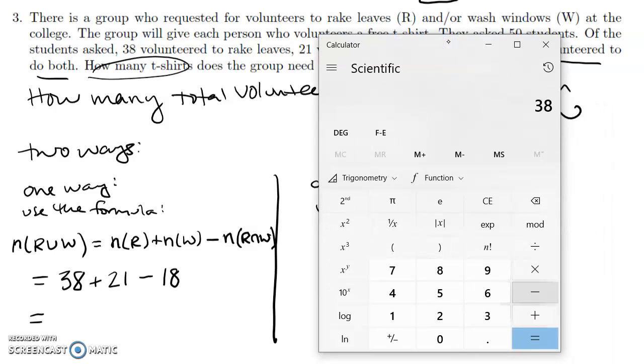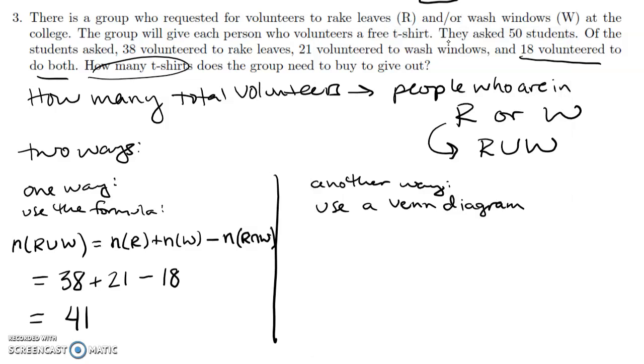So we've got 38 and 21, and then we need to subtract off 18. Notice, even just with 38 and 21, 59 was more people than they asked to volunteer, so it's already too big of a number. So then we subtract the 18 and we find 41 is the total. So that's the total number of volunteers. So that means that they need to buy 41 shirts.